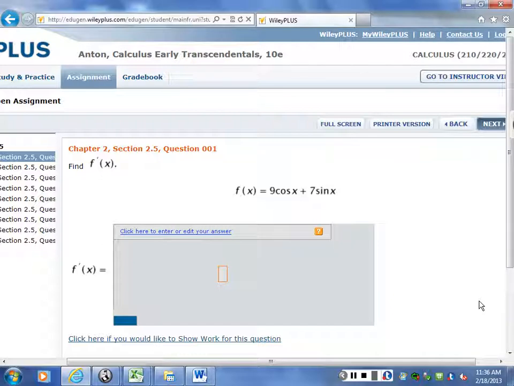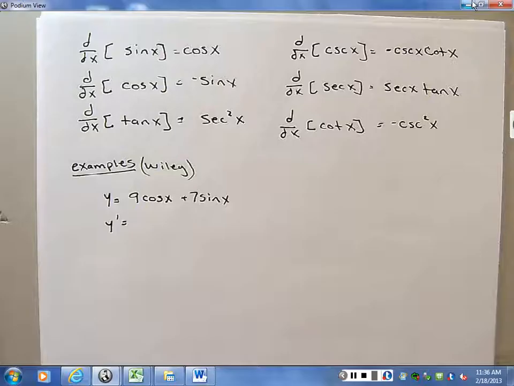Okay, so let's look at the first example here. 9 cosine of x plus 7 sine of x. Do I have to use the product rule here? I don't, because the derivative of a constant is 0. So I can just hold the constant and take the derivative of the function, right? Just like we learned in 2.3, the derivative of a constant times the function is a constant times the derivative of the function. So what's the derivative of 9 cosine of x?